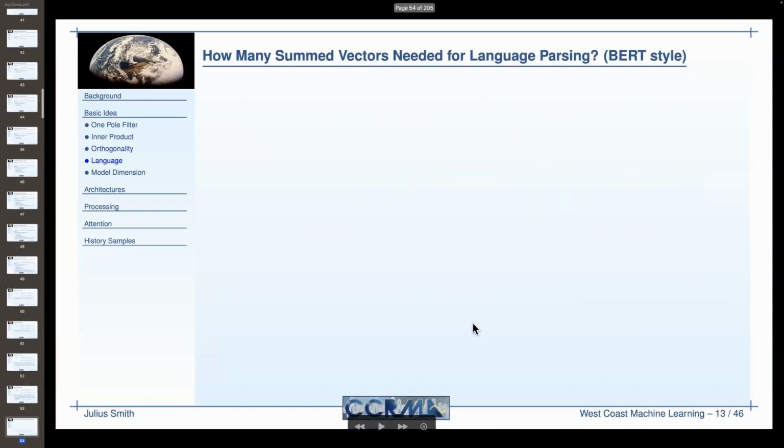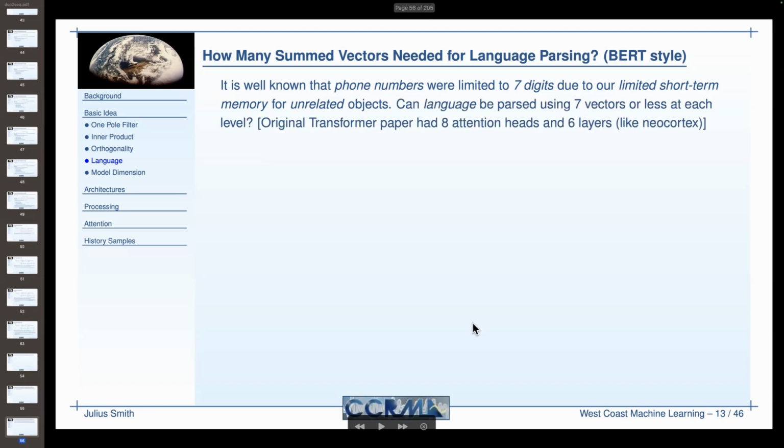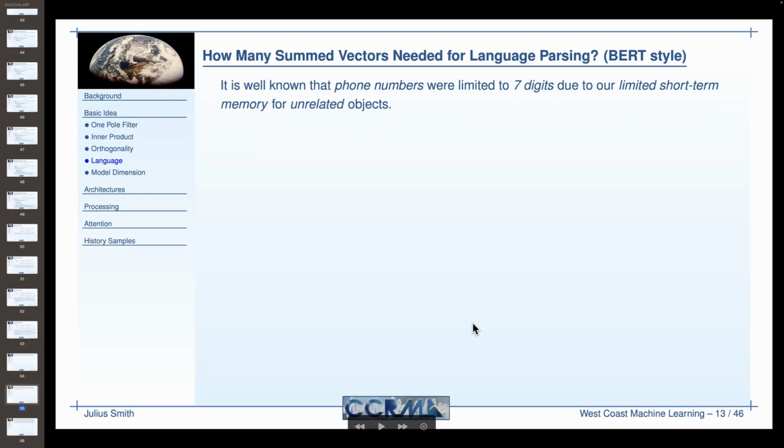And then I thought, well, how many do we really need? Really, I can only remember about 7 things, right? Phone numbers are 7 digits because of how limited our short-term memory is. AT&T did the research and determined that 7 was pushing it already. And these are unrelated numbers. You have to just remember them, but it's really 3 plus 4. So it's not 7 really.